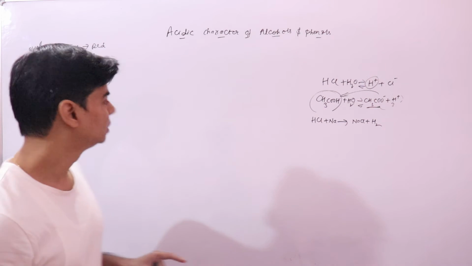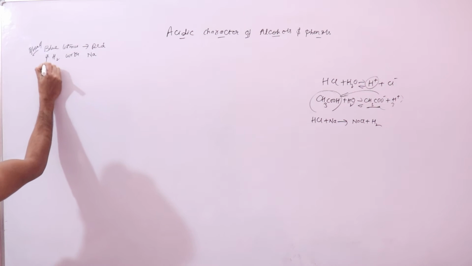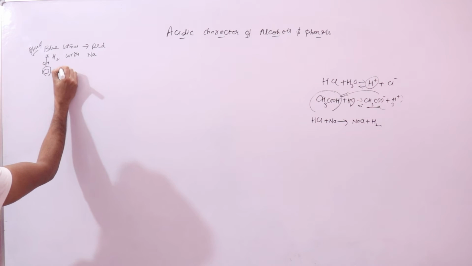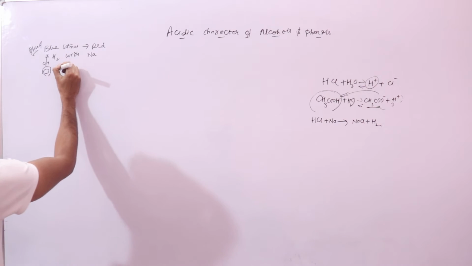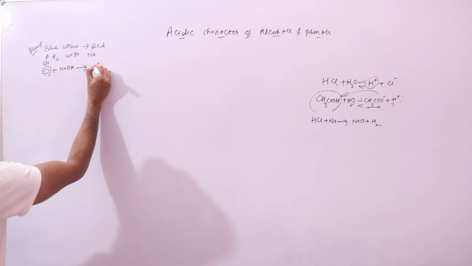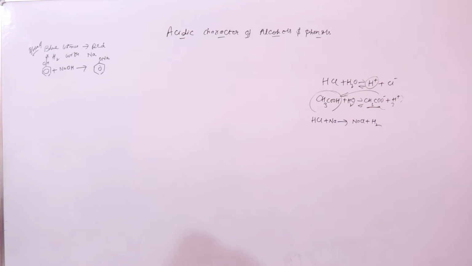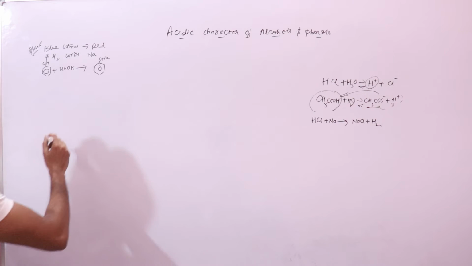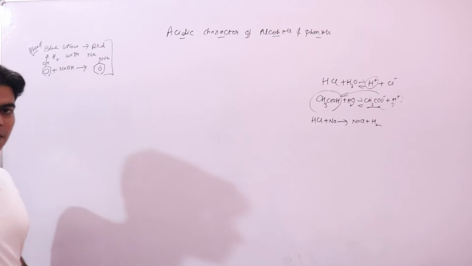And phenol neutralizes your sodium hydroxide base, like hydrochloric acid neutralizes sodium hydroxide to produce sodium chloride. Similarly, your phenol will also react with sodium hydroxide to give you sodium phenolate, which is a neutral compound, right? So these three points show that phenols are acidic in character.